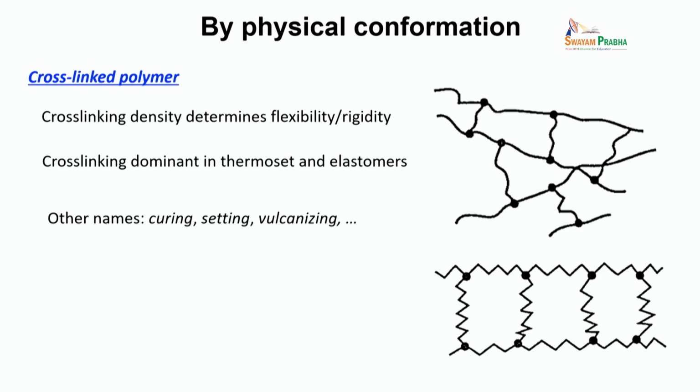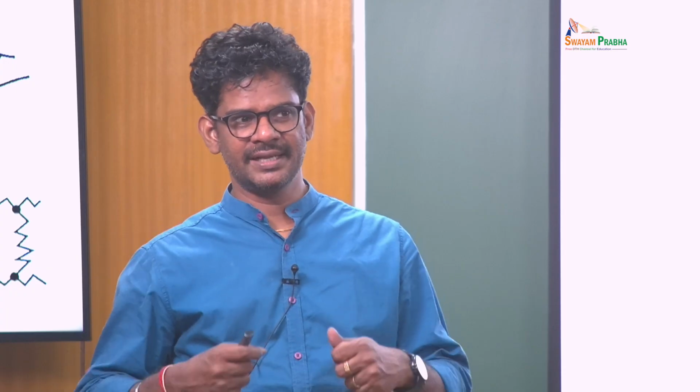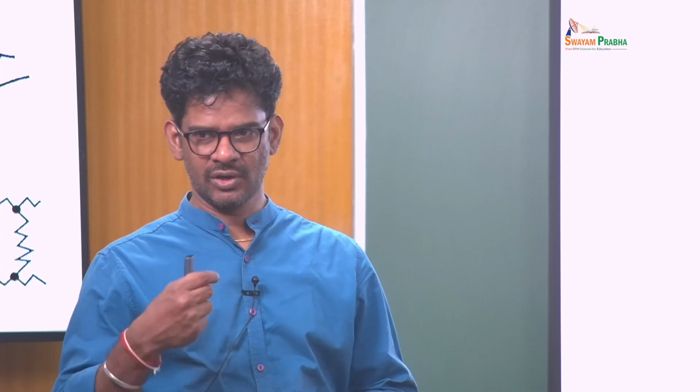As I said, this is very common in thermosets or elastomers, and thermoset or curing, we also call this curing, setting, vulcanization, they all basically refer to the same thing as cross-linking. Okay. So, cross-linking is another method by which you can change how flexible or how rigid the polymer is, that you control by adding a cross-linking agent. You can also change the number of cross-linking points, therefore, you have control over to what extent you cross-link this.